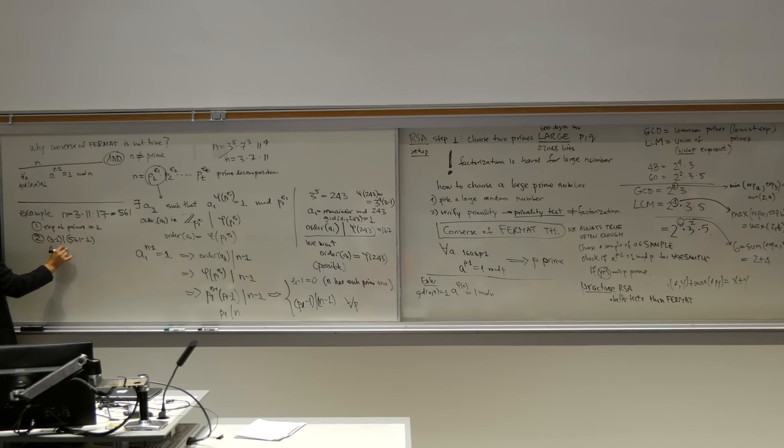How about for 11? 11 minus 1 must divide 561 minus 1, right? Is that true? How much is 11 minus 1? 10. How much is 561 minus 1? 560. Is 10 dividing 560? Mm-hmm. How about the last one? 17 minus 1 must divide 561 minus 1. How much is 17 minus 1? 16. How much is 561 minus 1? 560. Is 16 a divisor of 560? It is. So this all checks out.